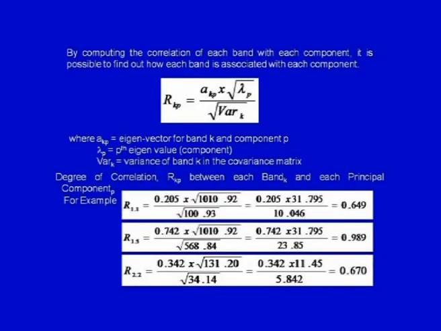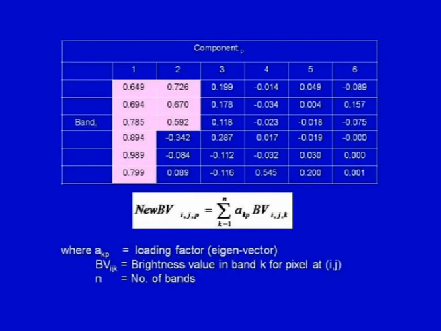Another thing which the user may be interested in is the loading factor, and we can find the loading factor by the relationship R, which is a relationship between the eigenvector, the eigenvalues and the information content in that particular band. Based on this, we can find out the loading of each data set onto each of the components.